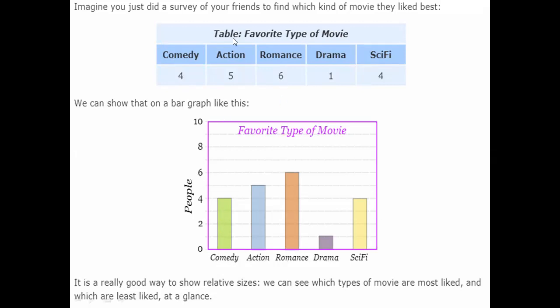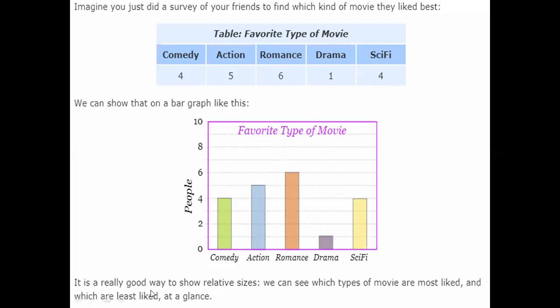If you present it, this is the table and this is the graph. In the table form, you have to go through each and every section, and you will come to know that only one person likes the dramatic movie. But if you see this graph, in comedy 4, action 5, romantic 6. So in graphical representation it becomes easy to understand.